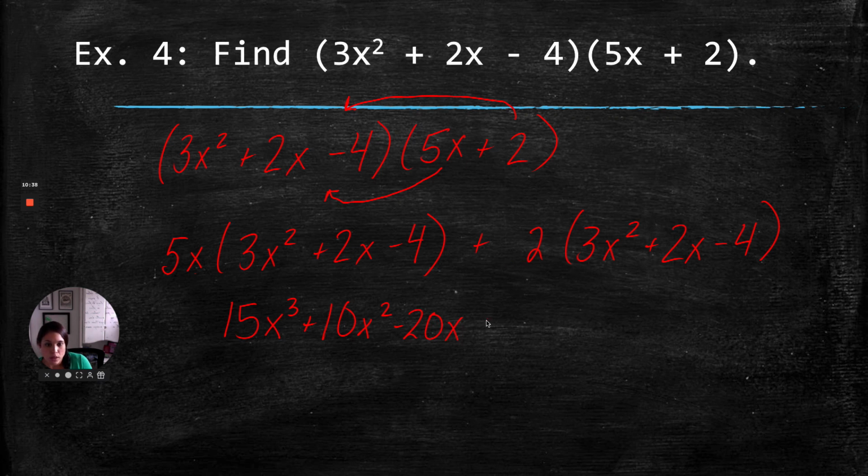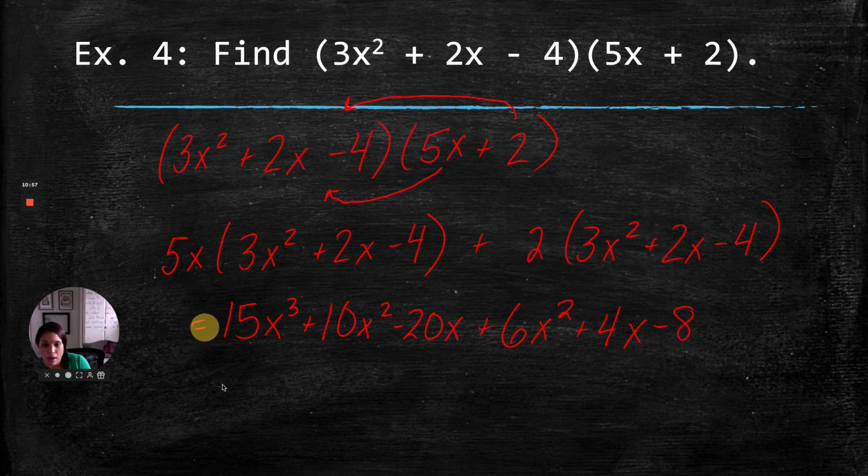Now let's work on this side. 2 times 3 is 6x. Well, then 2 times 3x squared, 6x squared. 2 times 2x is plus 4x. And then 2 times a negative 4 is negative 8.